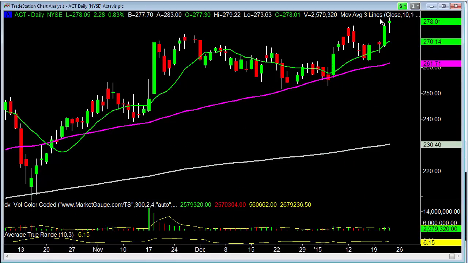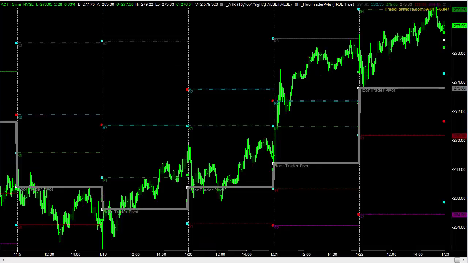I didn't necessarily want to pay up for it if it just broke out, but if it pulled back a little, where would I want to see it pull back to? Floor trader pivot. So if I go back to this chart, you can see closed up here, pulled back where? Right down to the floor trader pivot. Was also an opening range reversal, so I was able to pick some up as an opening range reversal. Now it didn't explode higher necessarily, but made a couple dollars. In ACT, was able to get in at a cheap price relative to the rest of the day.